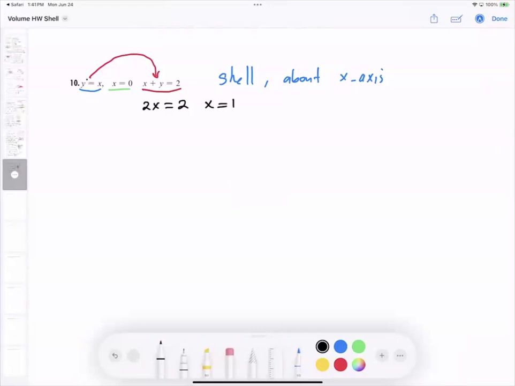When x is equal to 0, your y is 0. When x is equal to 1, your y is 1. So you have the boundary for your y, which is bounded between 0 and 1. Let's take a look at the graph.